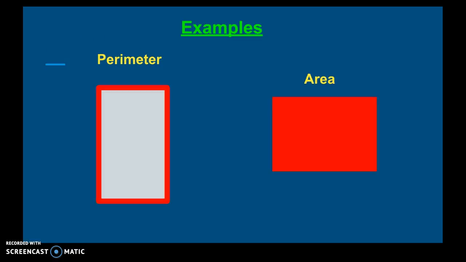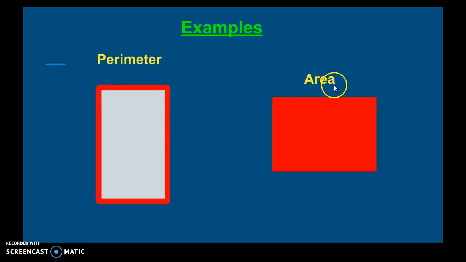So let's take a look at a few examples of perimeter and area. As you can see here, we have figure 1 and figure 2. Outlined in red shows exactly what the perimeter would be measuring. It's the distance around an object. And in this case, we have a rectangle, so we're talking about the distance around that rectangle.